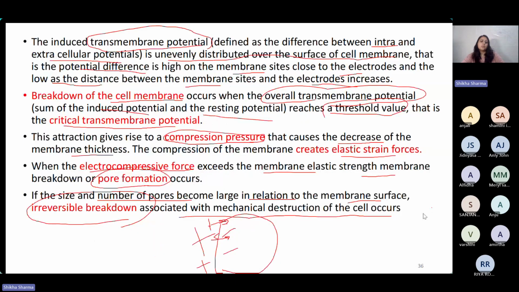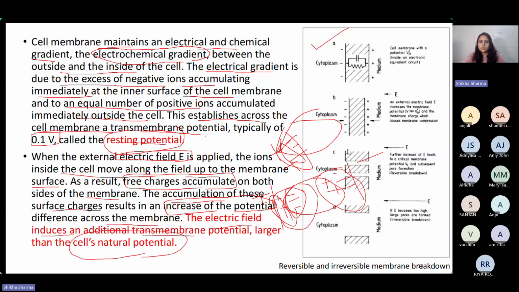So basically, because there is more positive charge and more negative charge, they will attract, and because they are attracting each other, the cell wall or the cell membrane of the microorganism will be compressed and become thinner and thinner. Beyond a certain point, it will break down. There will be pore formation. If there are more pores, the damage will become irreversible.